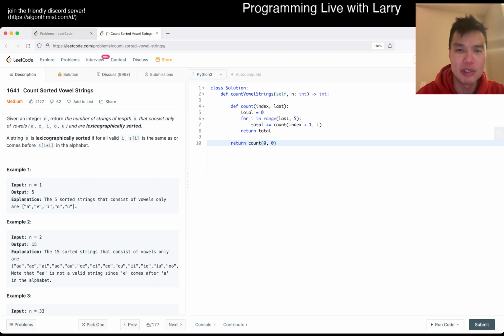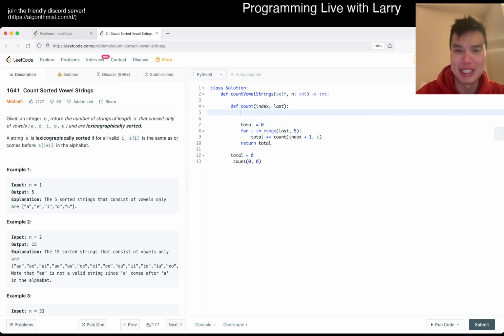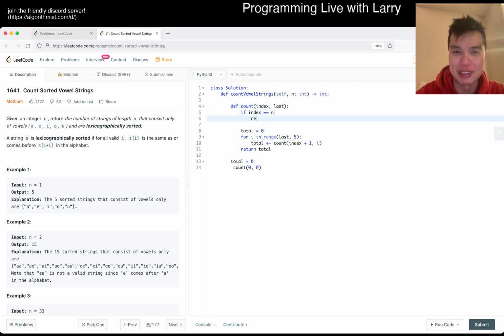Actually that's not technically true. What we want is one more layer of recursion, and also I forgot the base case. I'm just getting sloppy here.